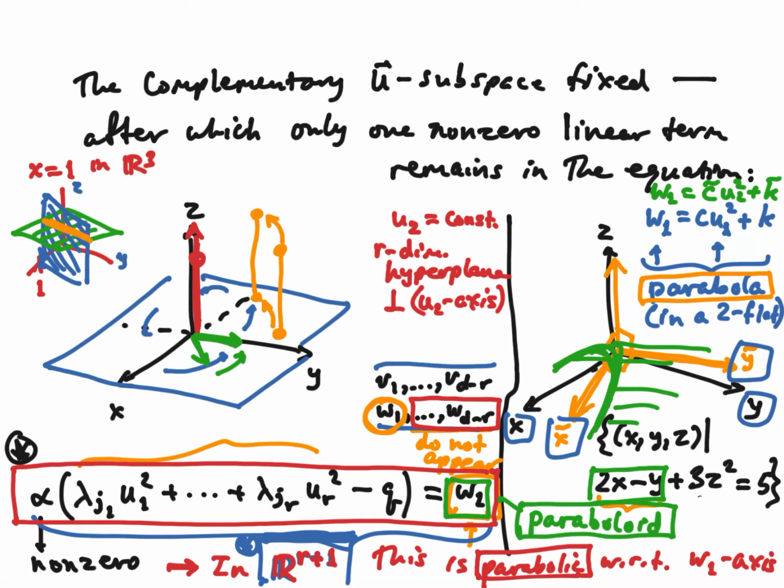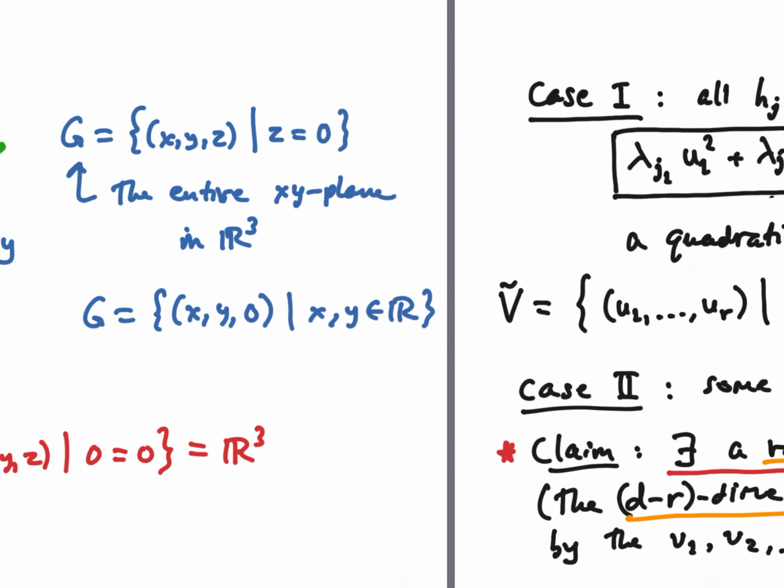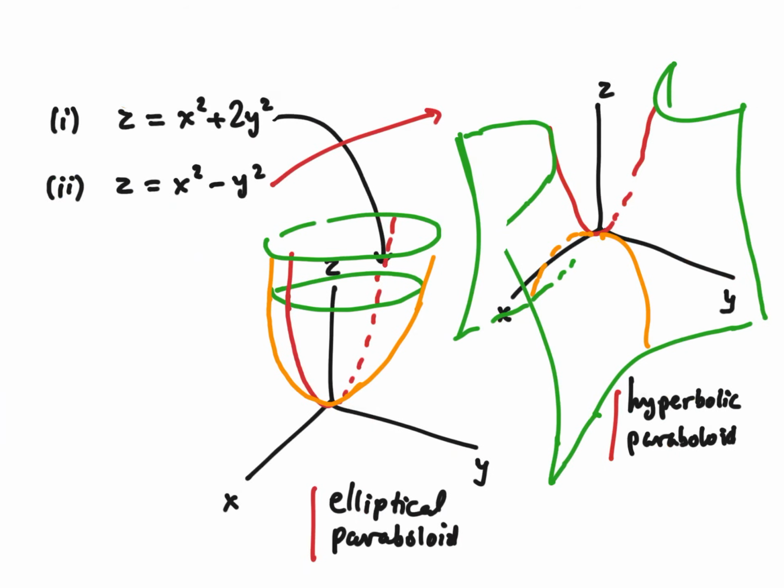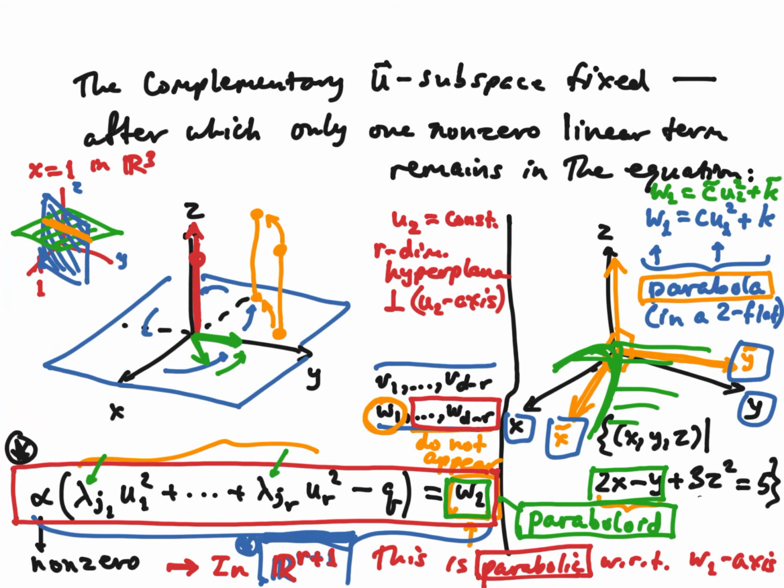But what kind of paraboloid it is depends on basically the signs of these lambdas. We already saw an example of that in 3-space. I don't remember exactly where I drew it. Yeah, here. We have two different kinds of paraboloid in 3-space, depending on whether the lambdas are both positive, or maybe one is positive and one is negative. Here, both lambdas are positive. But here I have a positive lambda and then a negative lambda. So the type of paraboloid will depend on the distribution of signs, plus or minus, of those lambdas.